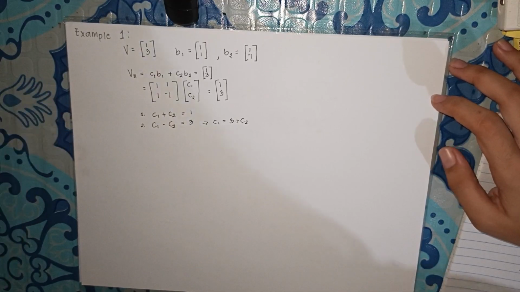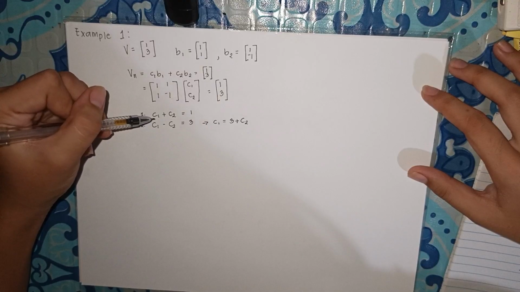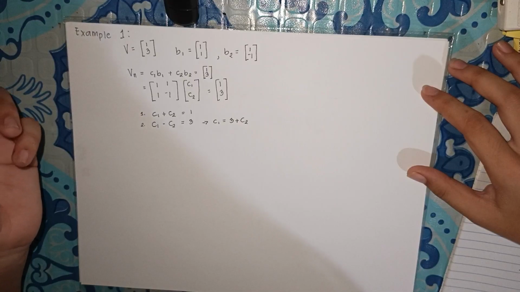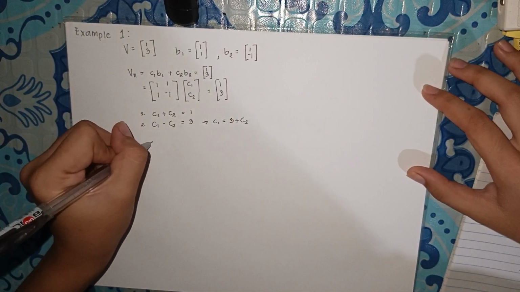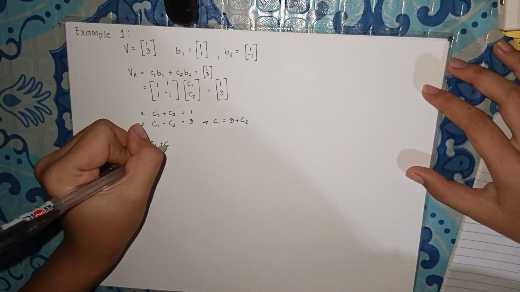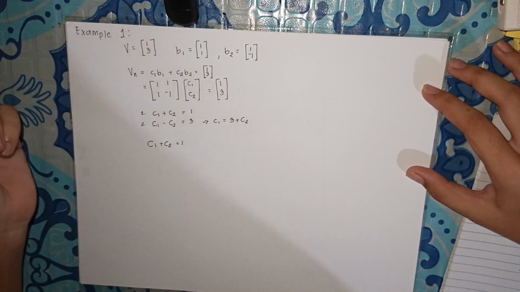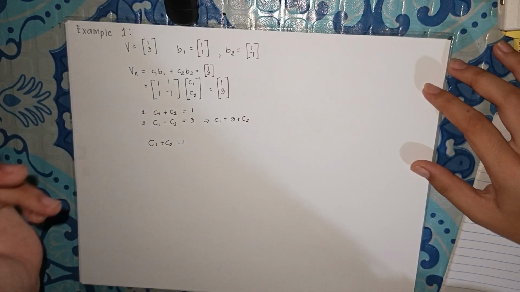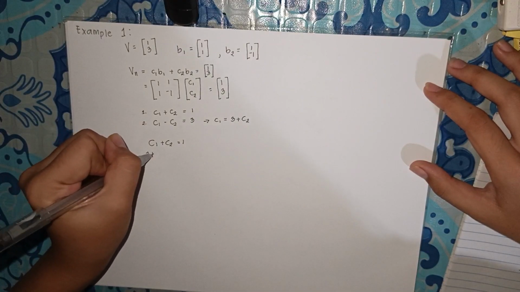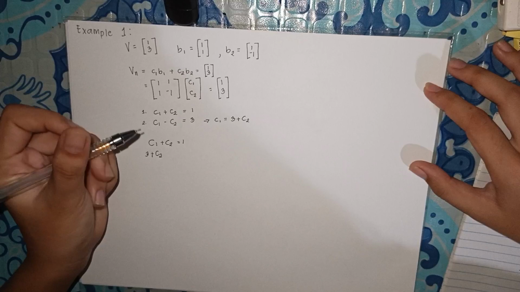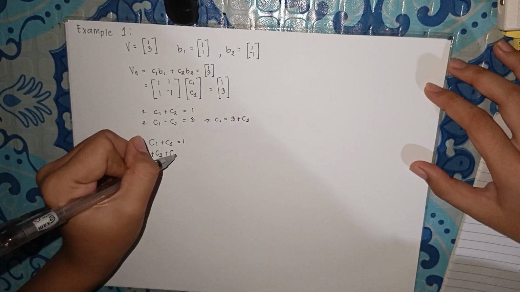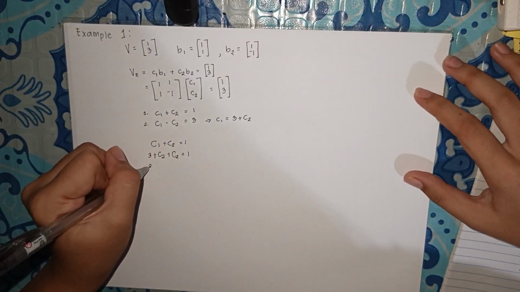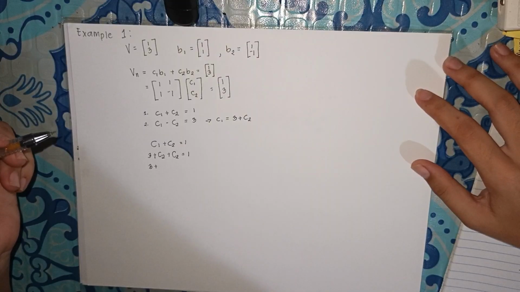So, now, I will substitute the value of C sub 1 into equation 1. So, C sub 1 plus C sub 2 is equal to 1. Then, substitute the value of C sub 1. So, 3 plus scalar 2 plus scalar 2 is equal to 1. Then, 3 plus, combine like terms.